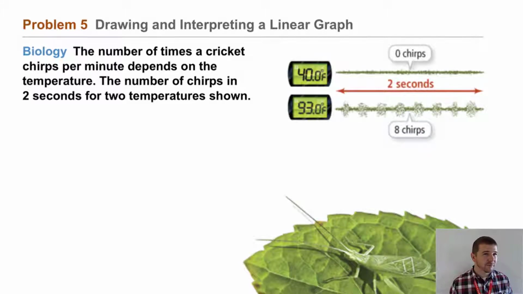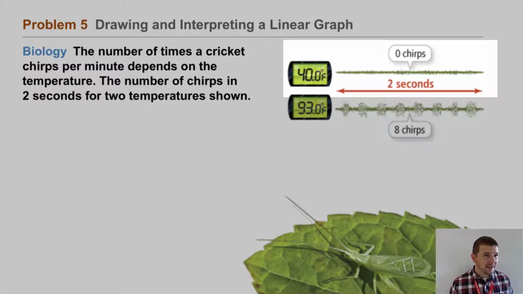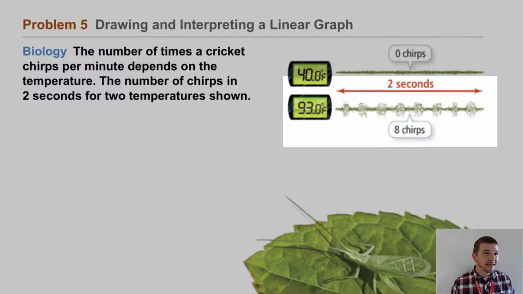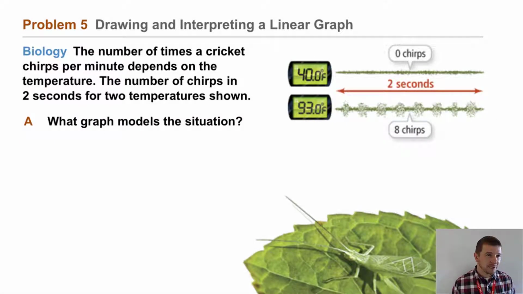So we can see for a temperature of 40 degrees Fahrenheit and a recording time of 2 seconds, there were 0 chirps. And for a temperature of 93 degrees Fahrenheit, in that same 2-second period, there were 8 chirps. So part A, what graph models the situation?